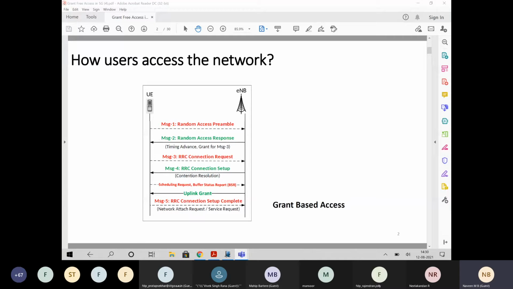Hello everyone. I think now I was able to log in through the app, and you're able to see the second slide now, right? This is the grant-based access which I was talking about. Message 1 is the random access preamble. Message 2 is the response from the base station. Then you ask for a connection request. It says connection is set up and here is your uplink grant. That is why it's called grant-based access.